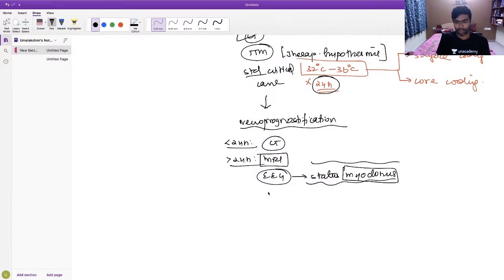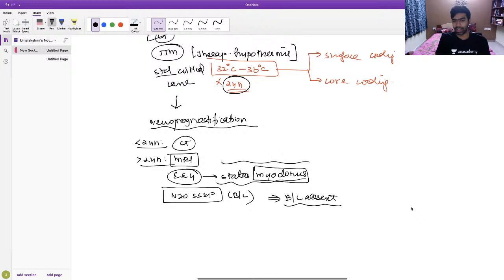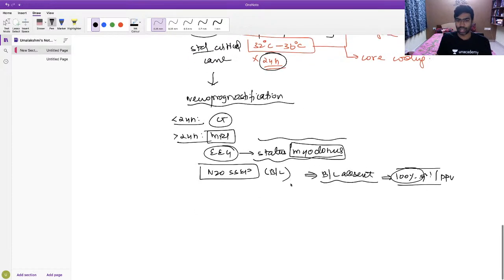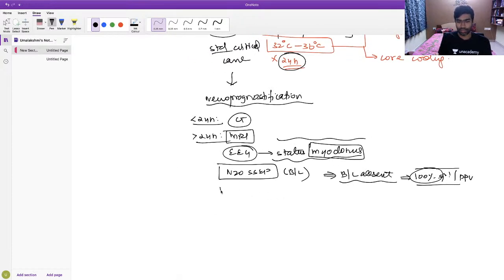Apart from that, you have something called N20 SSEP, that is somatosensory evoked potentials, which will be done bilaterally. If this N20 SSEP is bilaterally absent, we are going to be extremely clear that this has 100% specificity that the patient is neurologically dead. There's no doubt about that. It has a 100% positive predictive value as well, that the patient is neurologically dead and will not recover. So you can try doing an N20 SSEP, or you can do some serological markers.